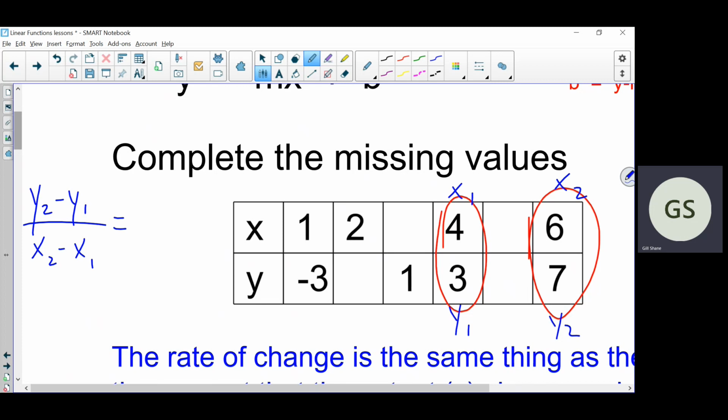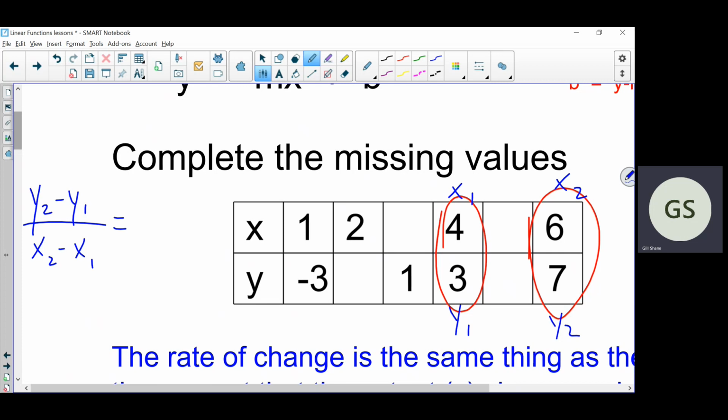No. Look where I labeled it. You missed the key part. I labeled X1, X2, Y1, Y2. So what's my Y2 value? No. No, you don't add anything together. You need to pay attention. This is easy if you pay attention. Say it again, Natalie.